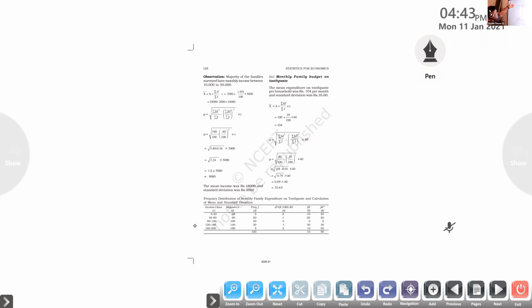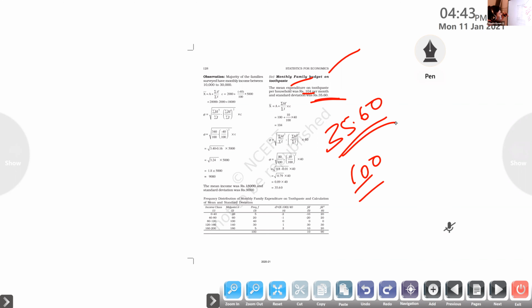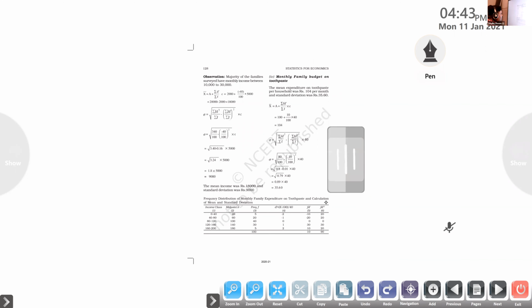Observations are there. The majority of the families surveyed have a monthly income between 10,000 and 30,000, and the deviation is 9,000. We find out the deviation. The mean is 18,000 and the standard deviation is 9,000. So people are able to purchase the product if it's less than 100. Clear or not? Such kind of information is available. Monthly family budget on toothpaste is 104, and the deviation between different families is 35.6. So more or less 35.60 rupees. It means everyone will purchase toothpaste. Yes, easily you are able to do it. So as per that, you have to plan the production.